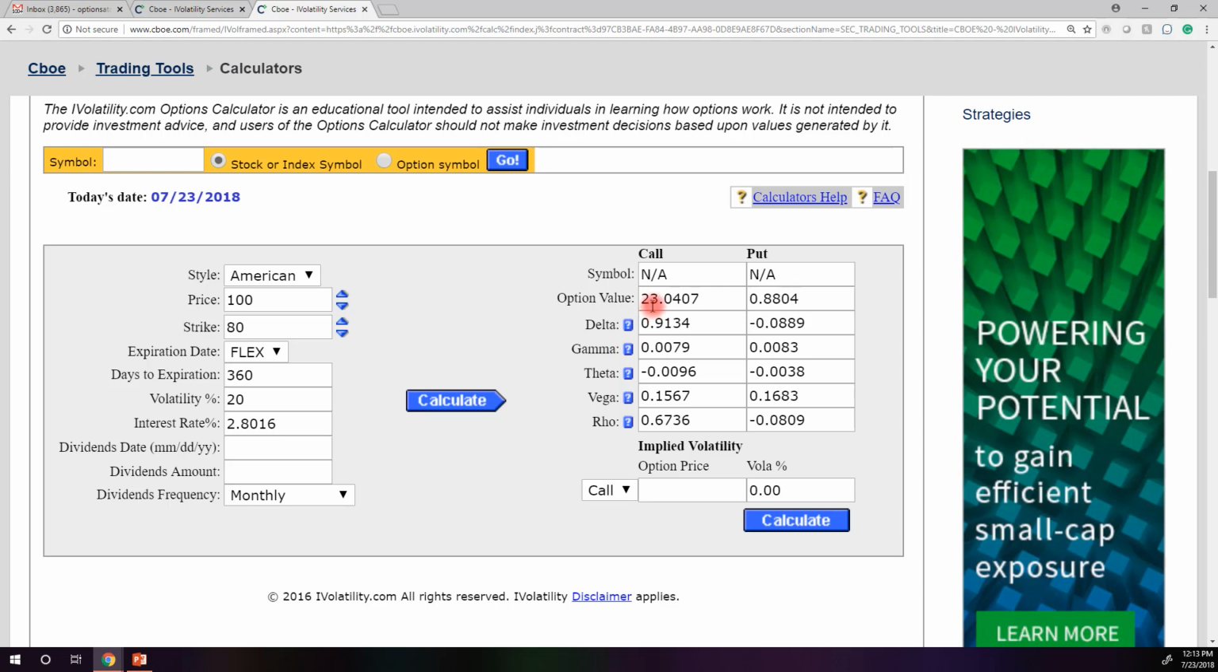Well, yes, it appears to be a more expensive option, but how much of that is intrinsic value? With the stock at 100, the $80 call is worth $20 of intrinsic value or cash. So we only have $3.04 of extrinsic value. This really isn't much of an option anymore, and we can see that down here with the delta 91, gamma basically at 0. This is getting pretty close to parity.